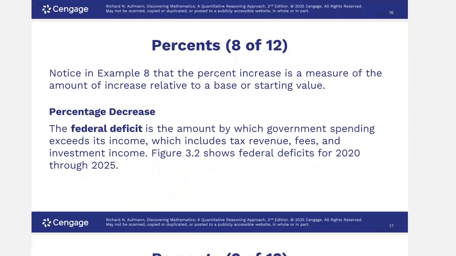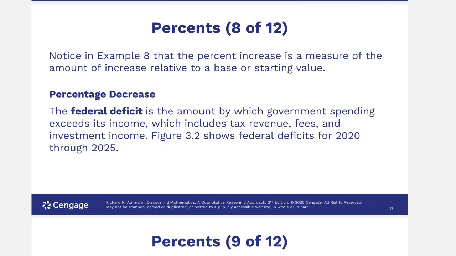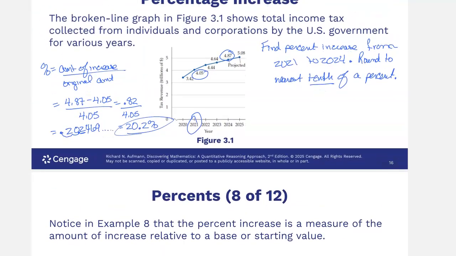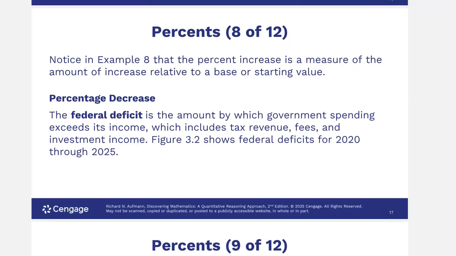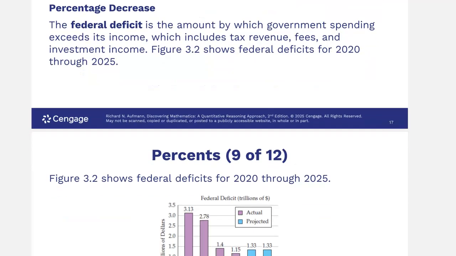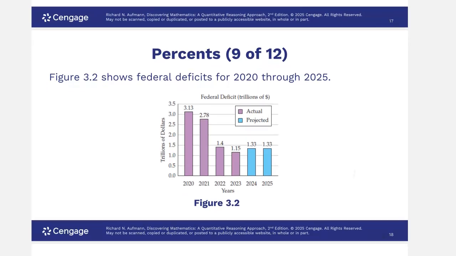So decrease is going to work the same way. We're going to find that amount of decrease and we're going to divide by the original amount. The federal deficit is the amount by which government spending exceeds its income, which includes tax revenue, fees, and investment income. So let's look at a histogram here, and we've got examples of the deficit for various years, and this is in trillions of dollars.